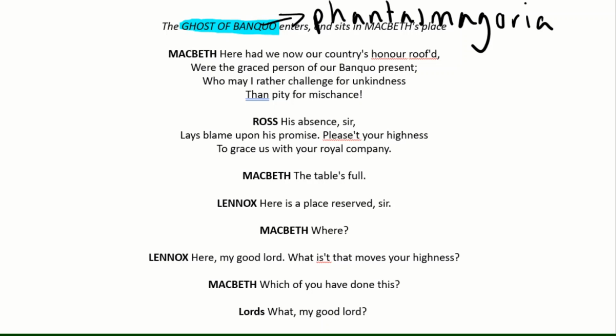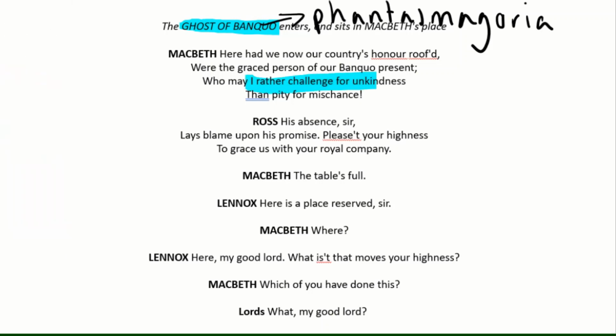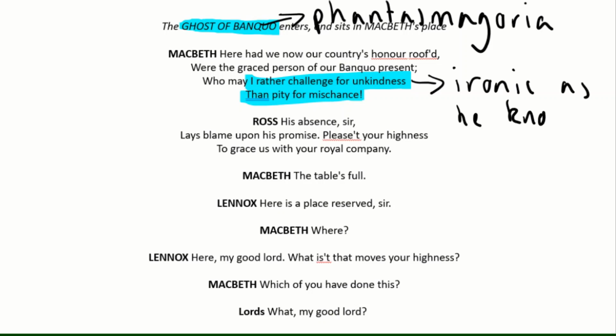Macbeth says that he hopes that Banquo isn't here because of something bad happening to him, as opposed to him being unkind. And this is ironic because he has had Banquo murdered. So this is ironic as he knows something bad has happened to him.